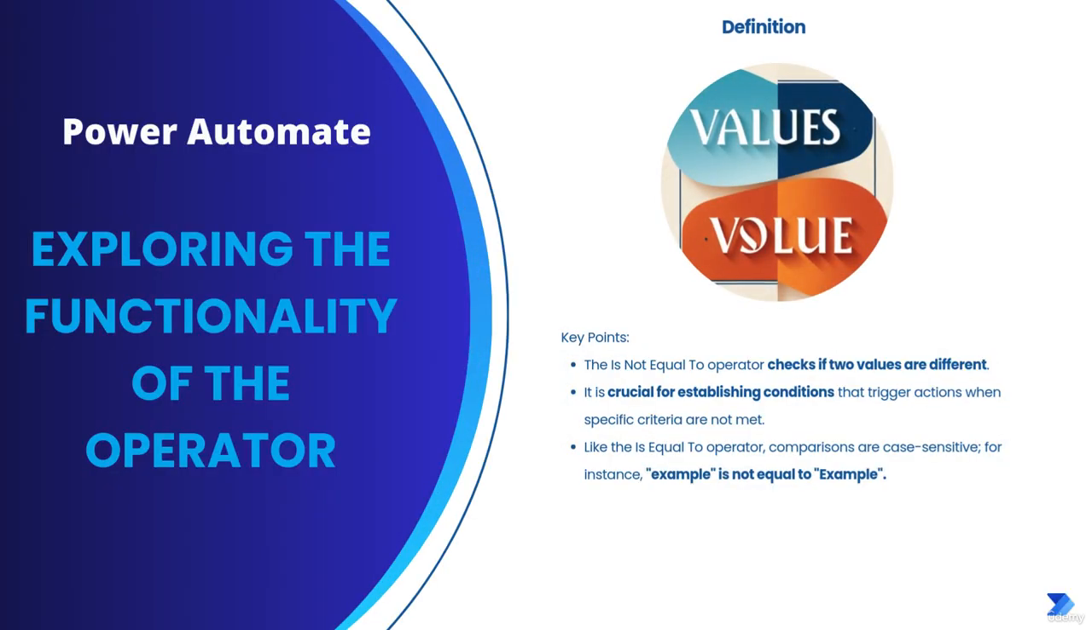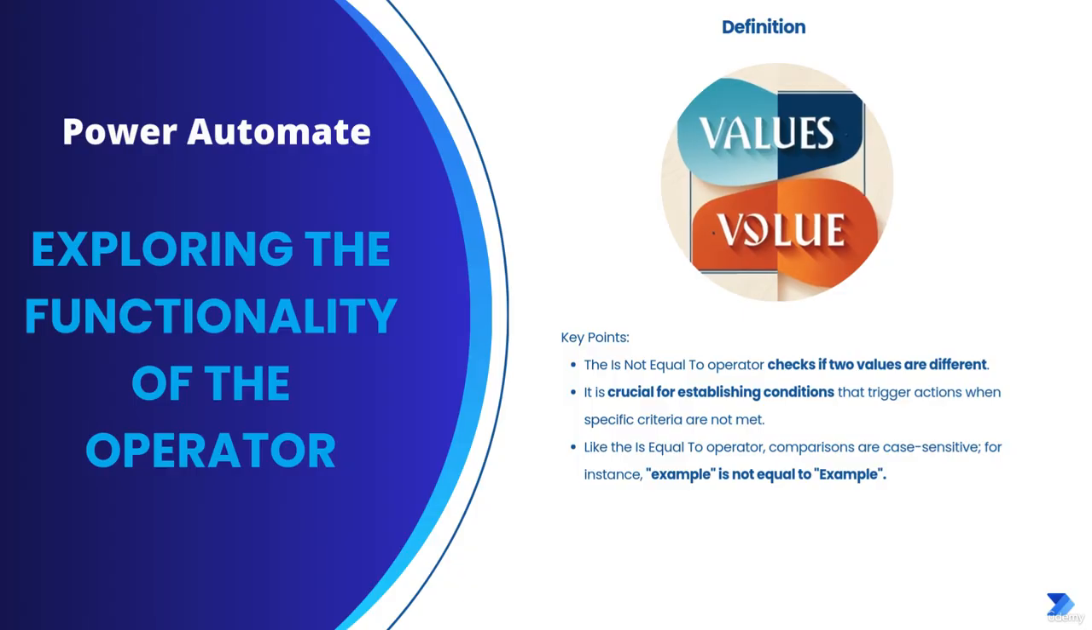Is not equal to. Definition: the is not equal to operator checks if two values are different. This operator is crucial for establishing conditions that trigger actions when specific criteria are not met. Like the is equal to operator, comparisons are case-sensitive, meaning "example" and "Example" are considered unequal.